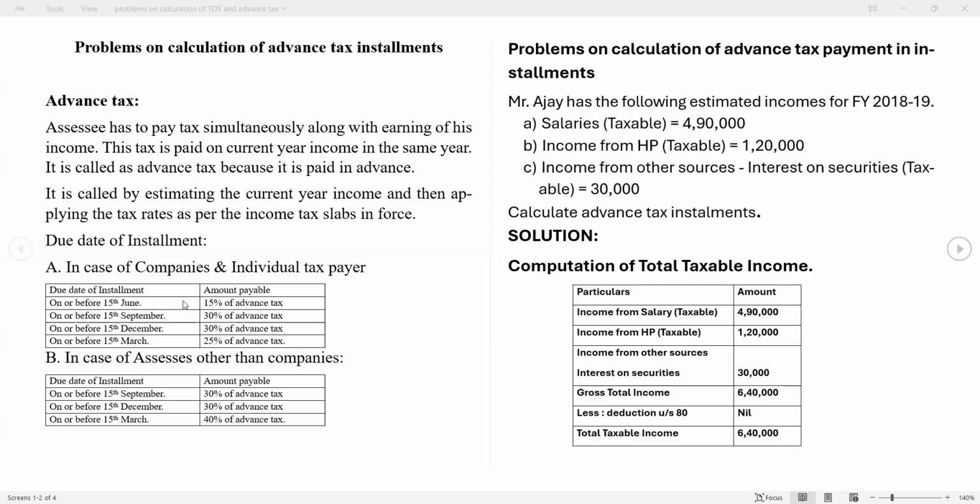On the first one, he has to pay on or before 15th June, 15%. On the second quarterly installment, 30% should be paid. On the third, 30% should be paid. So on 15th March of the next year, he has to pay the remaining 25% advance tax. This is about advance tax payment by an individual. But in case of companies and other assessees, we have other important things. Let me go for this.